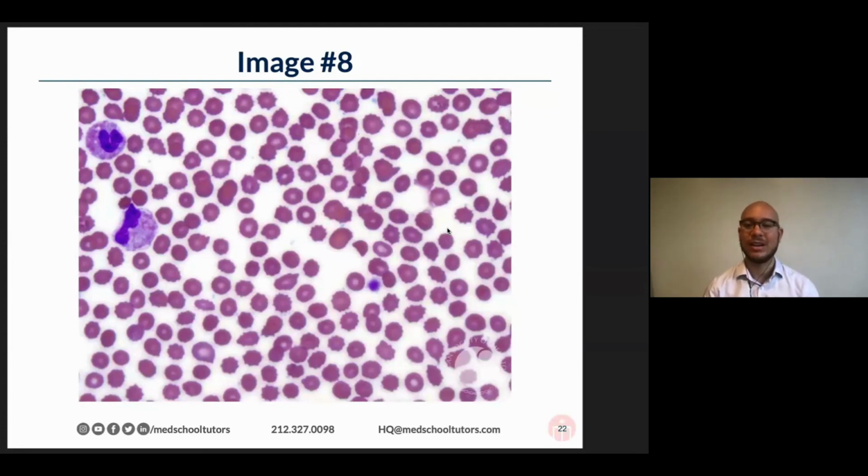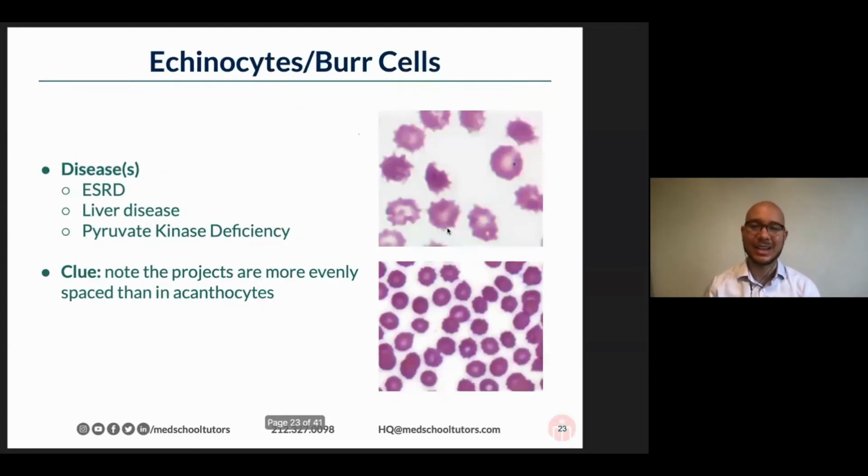Previously, we saw acanthocytes, and just as people are saying, this is echinocytes, or the Burr cells. The associations being disorders of the major organs, the liver, as well as the kidneys. The one more basic sciencey biochemistry association is pyruvate kinase deficiency. And I'll reiterate the clue that I gave before. Note that the projections in the bottom, which is the echinocytes, are more evenly spaced than in acanthocytes, although the causes really do overlap.